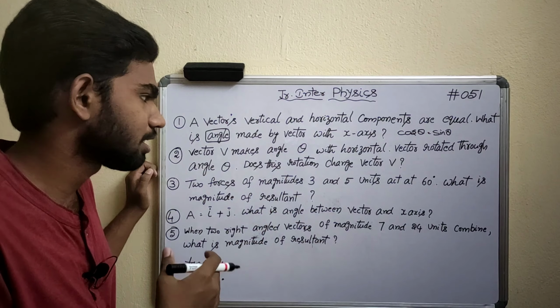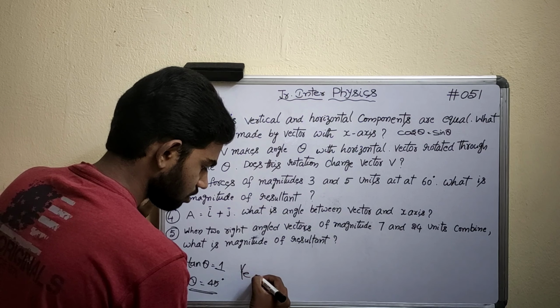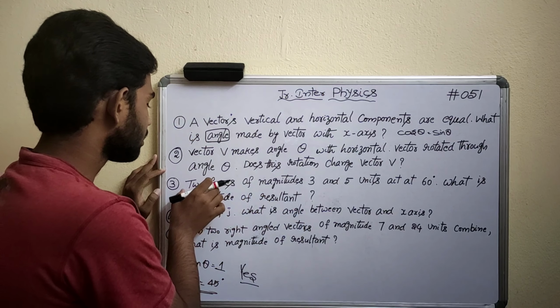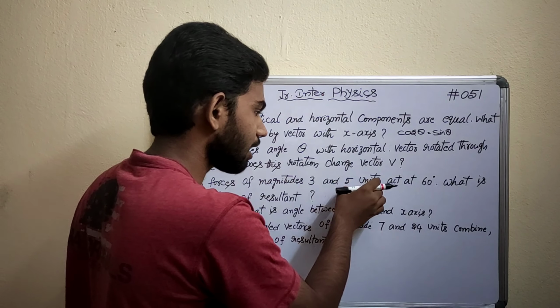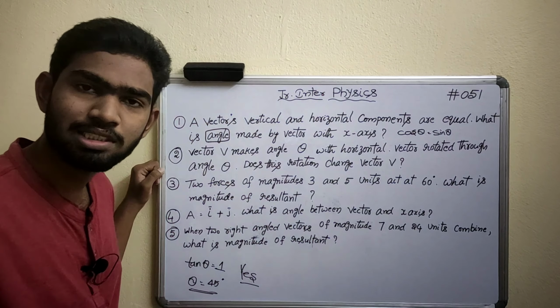Third question, two forces of magnitudes 3 and 5 units act at 60 degrees. The second question answer is yes. This is a simple answer. Two forces are there. They act at 60 degrees on each other. First force is 3 units and second force magnitude is 5 units. What is the magnitude of the resultant?